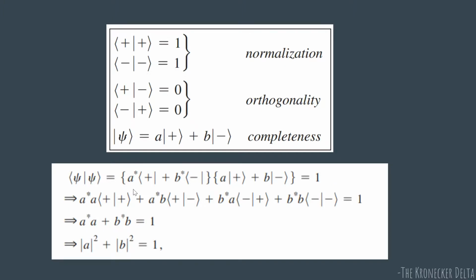So you just do the product: A star A plus-plus, A star B plus-minus, B star A minus-plus, and B star B minus-minus. By these three conditions, we see that this inner product should be 1, this inner product should be 0, similarly this inner product should be 0, and this inner product should be 1. So what we get is A star A plus B star B should be 1. A star A is nothing but the norm of A squared, and B star B is the norm of B squared, like we do in complex algebra.